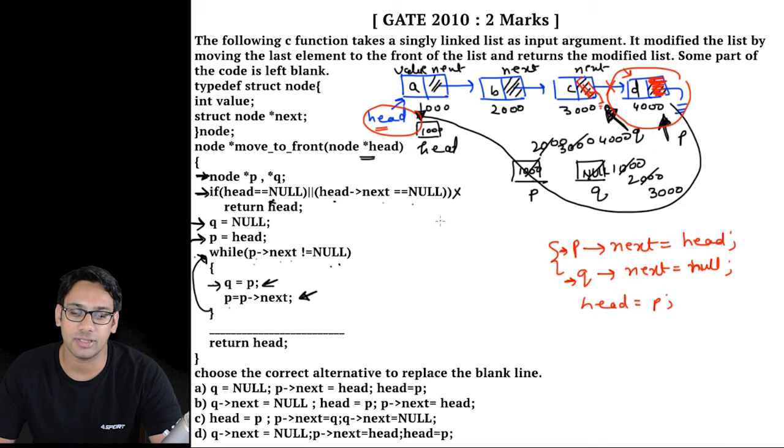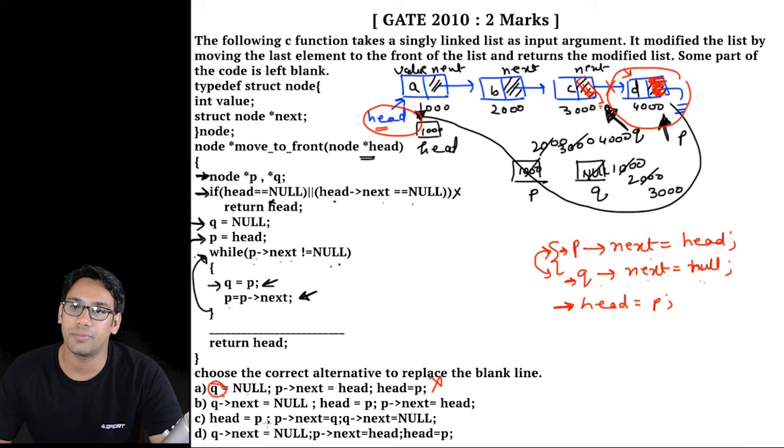Okay, so now let us try to see the options which are doing these three operations in this manner. That means they may interchange these two operations, but they cannot do this operation before them, right? In these two operations you are doing q of next is equal to null and p of next is equal to head, right? So in the first option they are saying q is equal to null, but we do not want to make q is equal to null, we have to make q of next is equal to null. Therefore option number A is not correct.